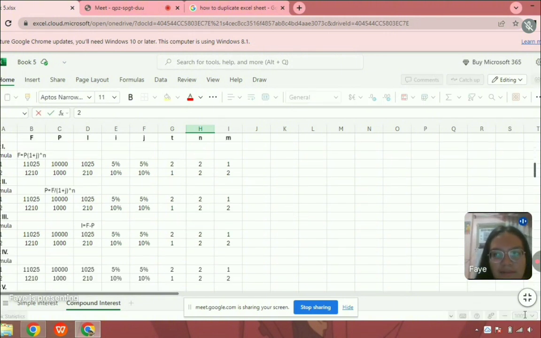I'll just input the other formulas later if my laptop will allow me to.